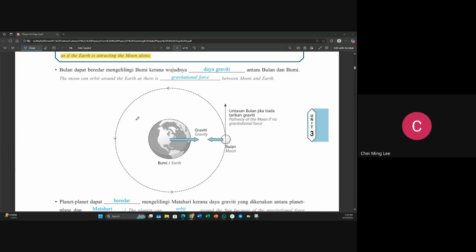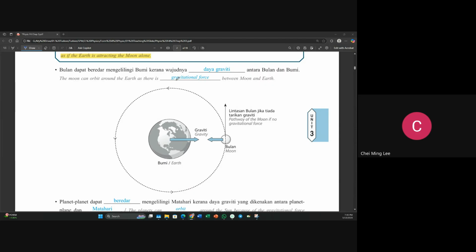This is just something that could happen. But actually, why can the moon orbit? Because, like I said, they achieve a balance between the gravitational force of the Earth and the moon. That's why they keep orbiting like this, following the orbit.